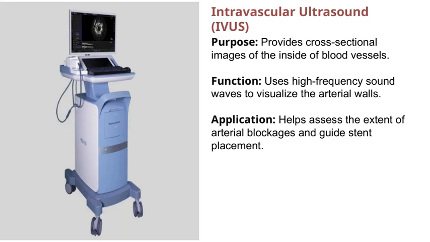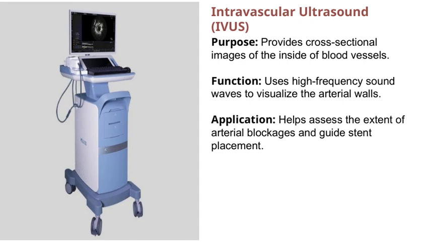Now, let's talk about intravascular ultrasound, or IVUS for short. The main purpose of IVUS is to provide us with detailed cross-sectional images of the inside of blood vessels. This allows us to see exactly what's happening within the arterial walls, which is crucial for accurate diagnosis and treatment planning. The way IVUS works is quite fascinating. It uses high-frequency sound waves, similar to ultrasound imaging used in other medical fields, to produce these detailed images. When the ultrasound probe is inside the vessel, it can visualize the walls and the lumen, giving us a clear picture of the vessel's structure.